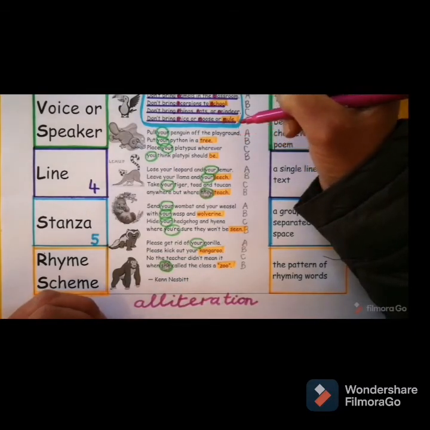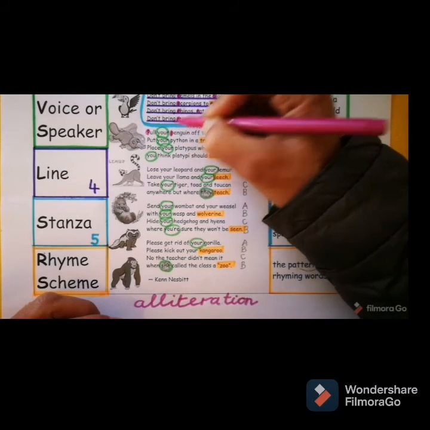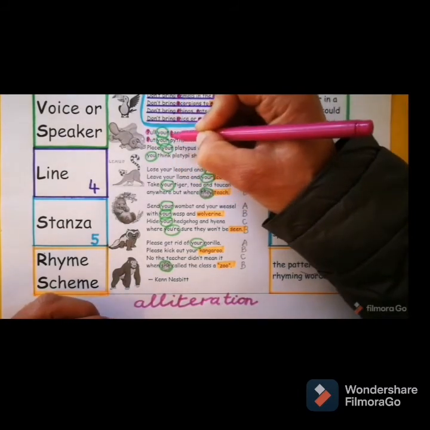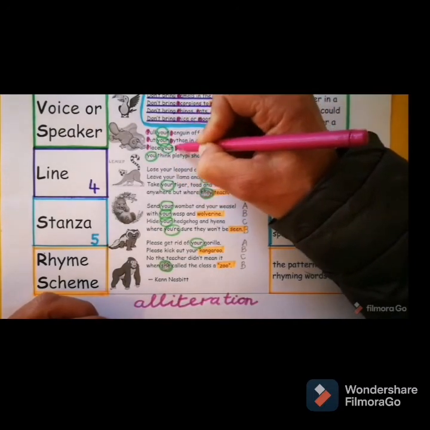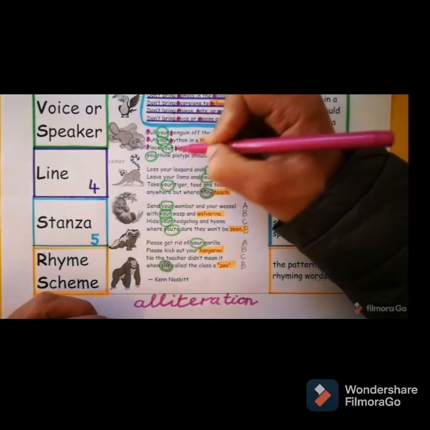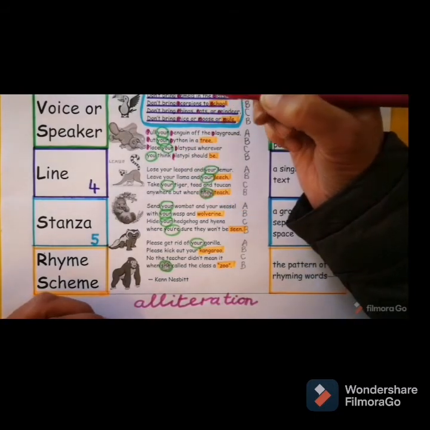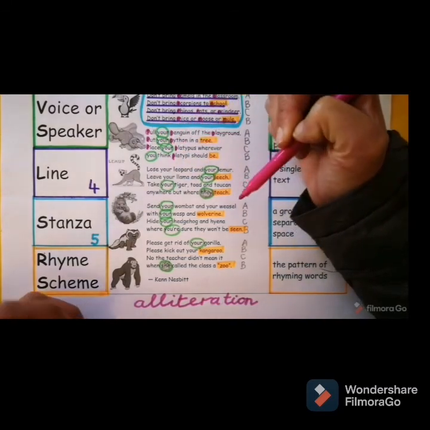Let's go to the next stanza. The next stanza, he's using P, the letter P, for alliteration. Let's look. Pull your penguin off the playground. Put your python in a tree. Place your platypus wherever you think platypi should be. Let's see how many P's he used in that one stanza. 1, 2, 3, 4, 5, 6, 7, 8 P's. Wow.